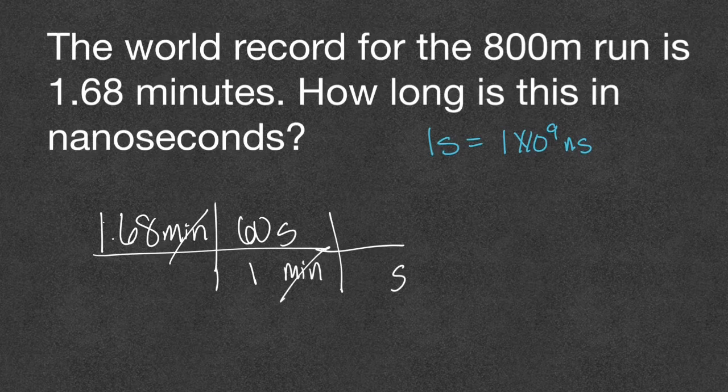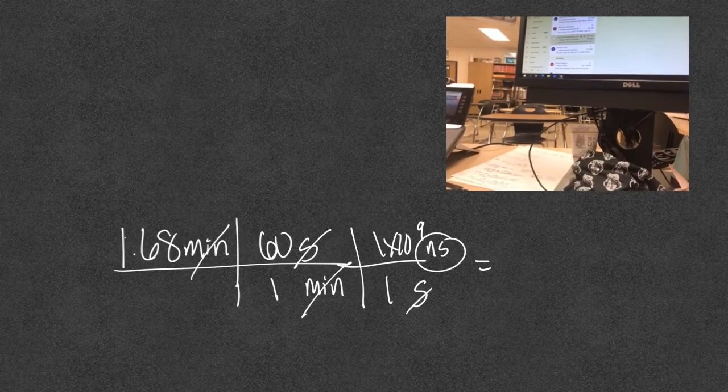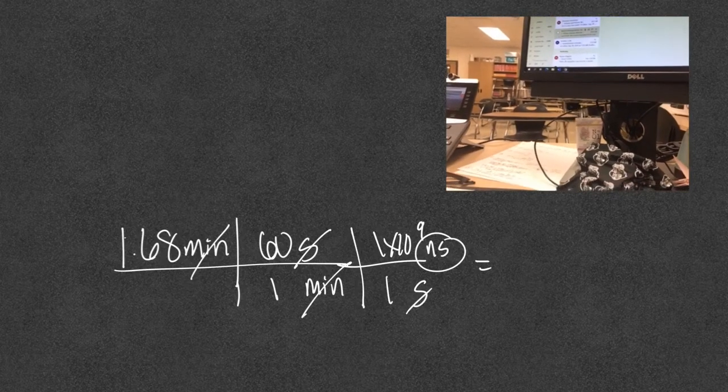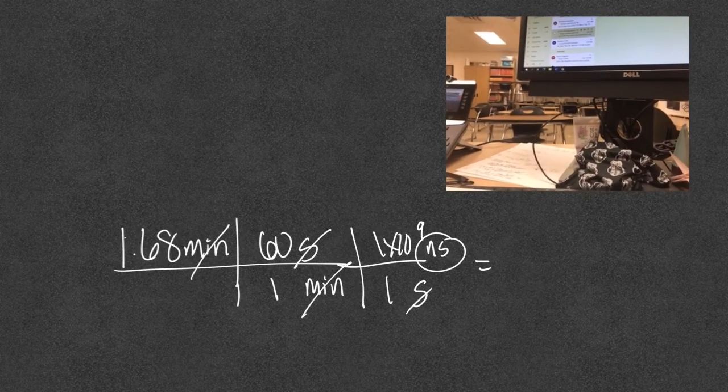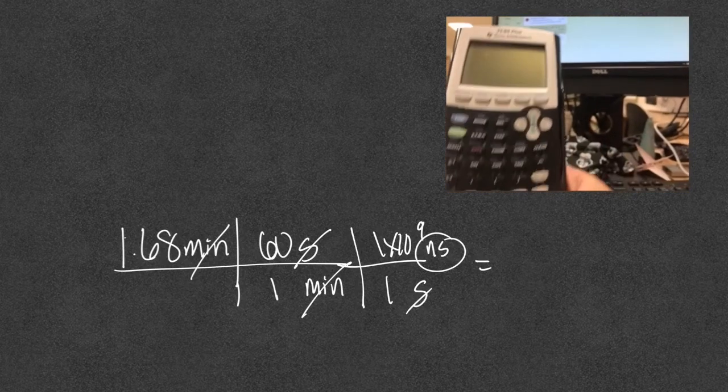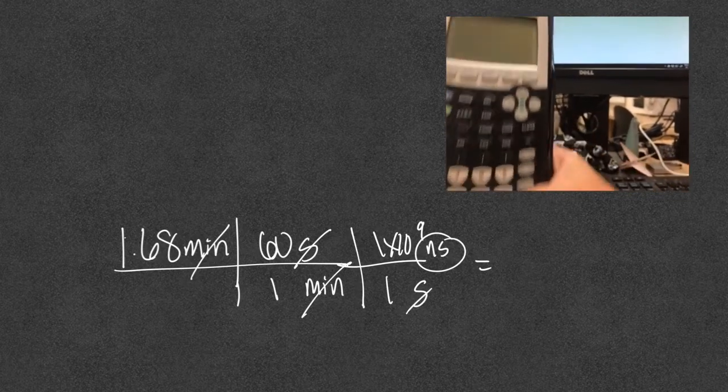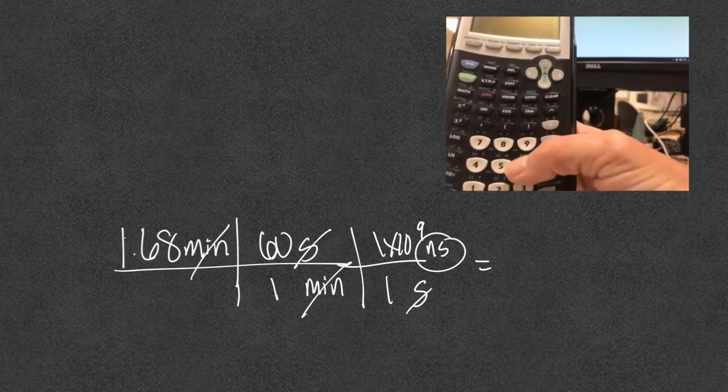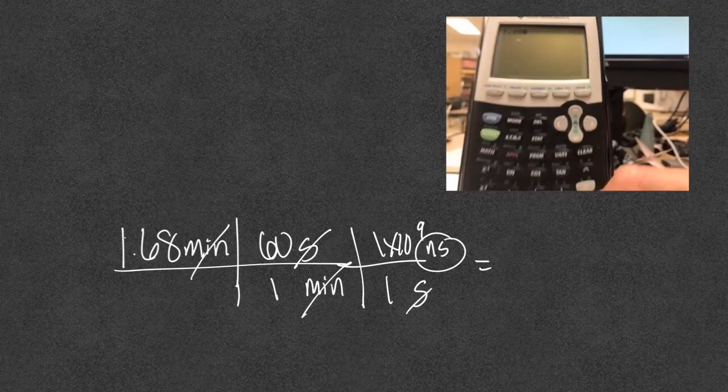I just realized I changed colors. Let me get back. So 1 second is equal to 1 times 10 to the 9 nanoseconds. Seconds cancels, we're getting nanoseconds. Now we need to put this into the calculator. Okay, let me see if I can manage this and show you me putting this in the calculator. Now all these numbers are on top, so I'm going to type in 1.68, times 60.